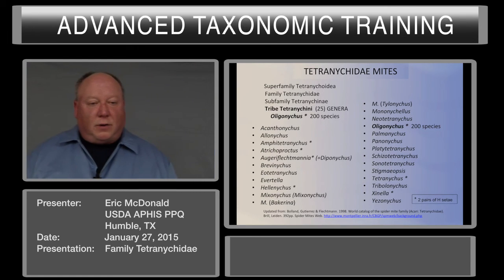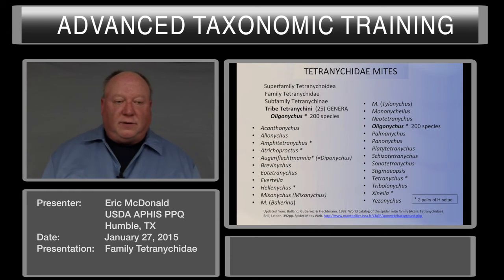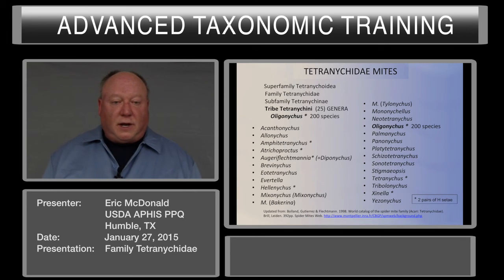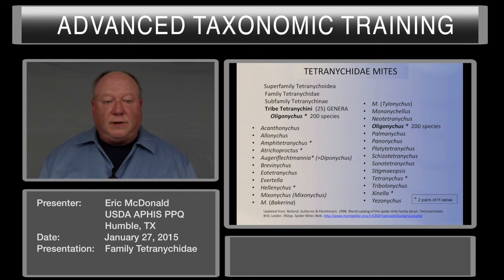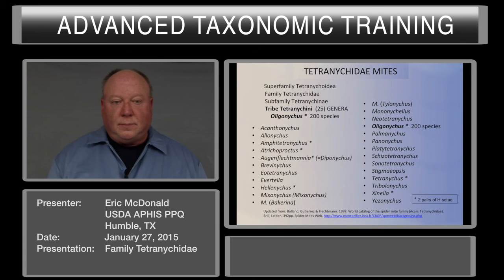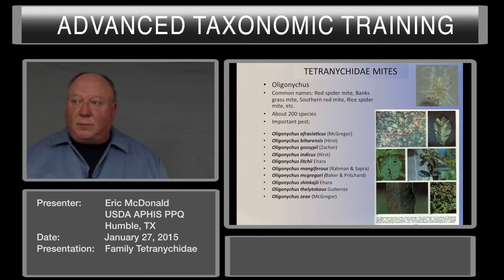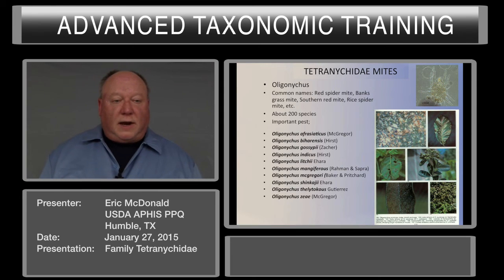The Oligonychus grass mites come right after the spider mites as far as numbers of agricultural pest species, and they attack a wide range of host plants. So far, about 200 species of Oligonychus have been described, including many prolific pests of high agricultural and forestry importance. Oligonychus are commonly called the red spider mite, Banks grass mite, southern red mite. They have a lot of common names, like most mites do.